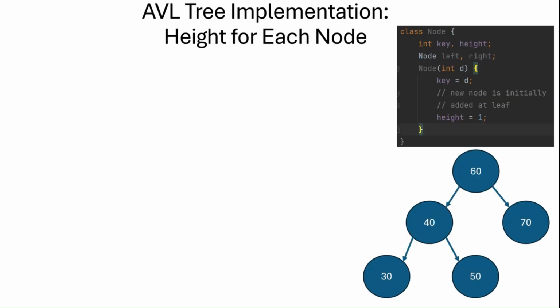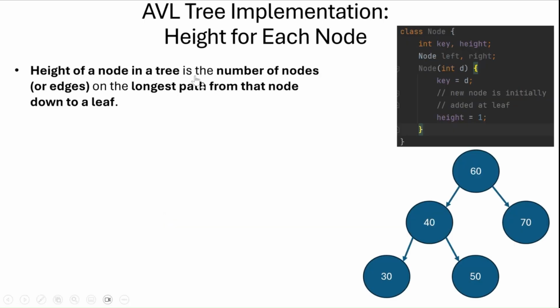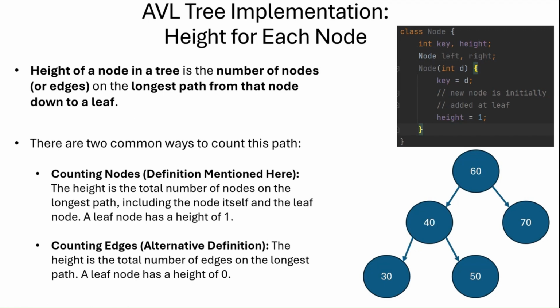Now let's understand what is meant by height for each node. The height of a node in a tree is the number of nodes on the longest path from that node to the leaf. Generally there are two ways to count this path. First is counting nodes, which is the definition mentioned here. It means the total number of nodes on the longest path, including that node itself, till the leaf node. And the leaf node has a height of 1, which we saw in a previous slide also, the default. So we basically check the number of nodes on that longest path.